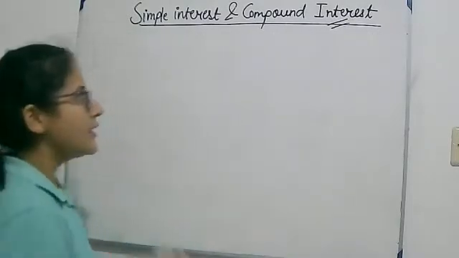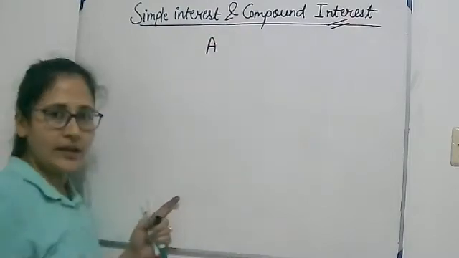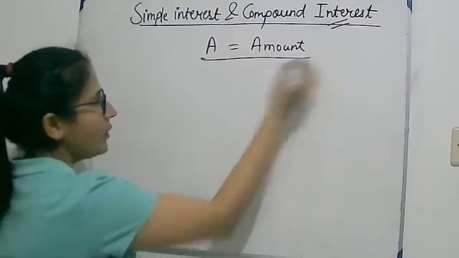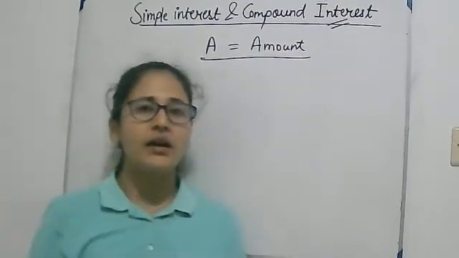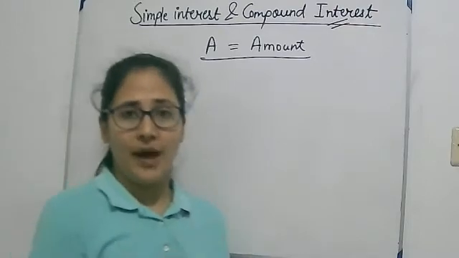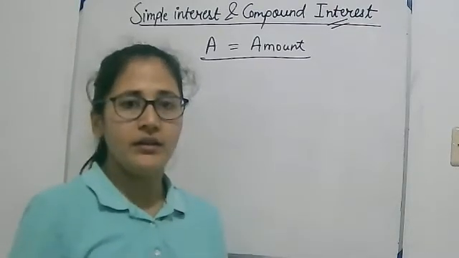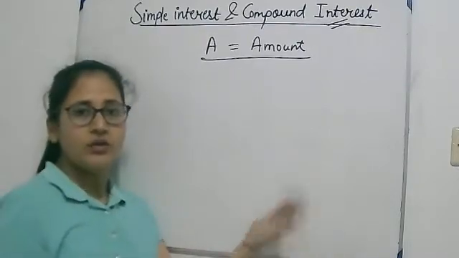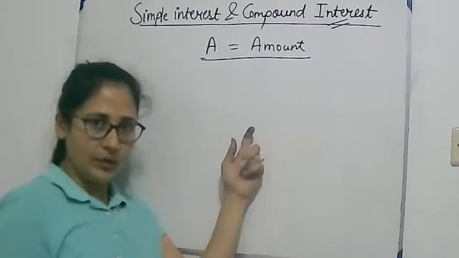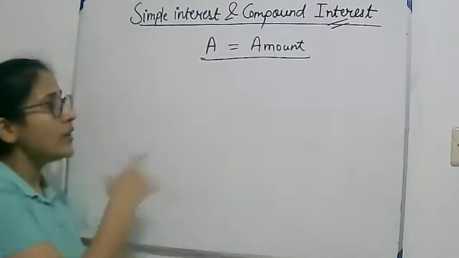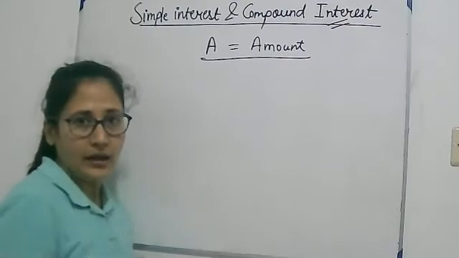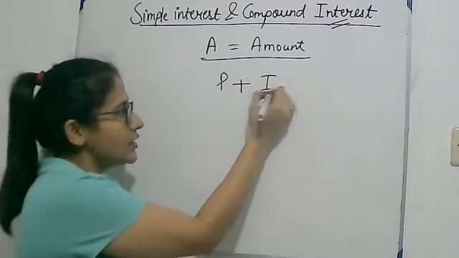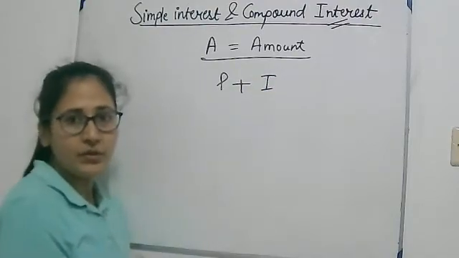For compound interest, one more term is there, A, that is amount. What is the amount? Amount means the amount which we will pay to the bank in the end. In the end, the amount which we have to give back to the bank, that is the amount. So what will we give back to the bank? The principal amount which we have borrowed from the bank and the interest, because interest also we have to give.